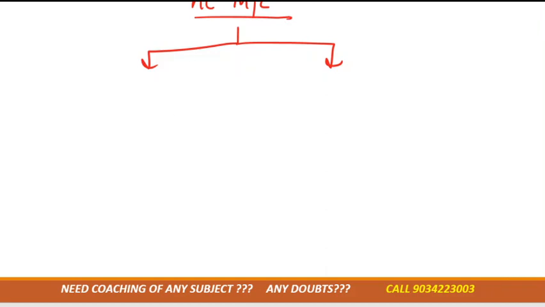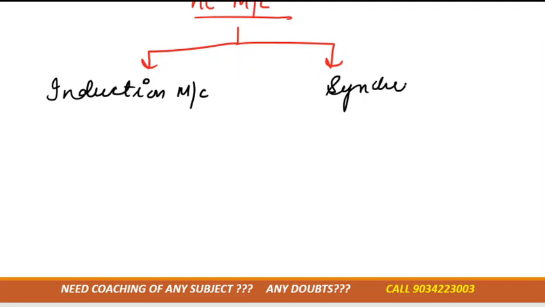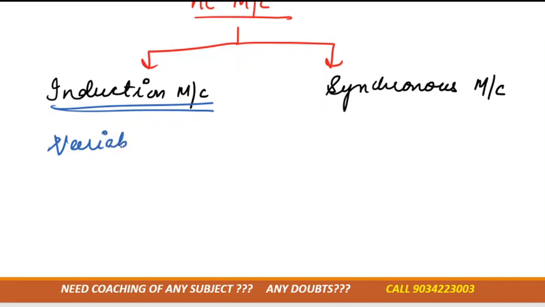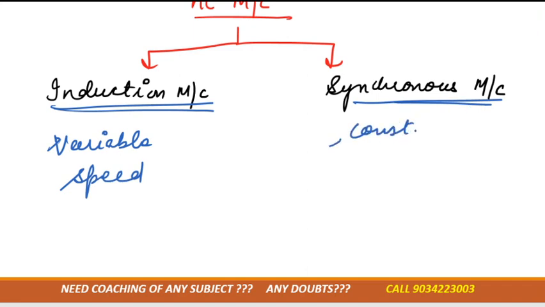Yeah, AC machine is divided into two categories. One is the induction machine and another one is the synchronous machine. All these are AC machine. Okay, what is the difference between the induction and the synchronous? In induction machine, we are having variable speed, and for synchronous machine we are having constant speed. So this is the main difference.